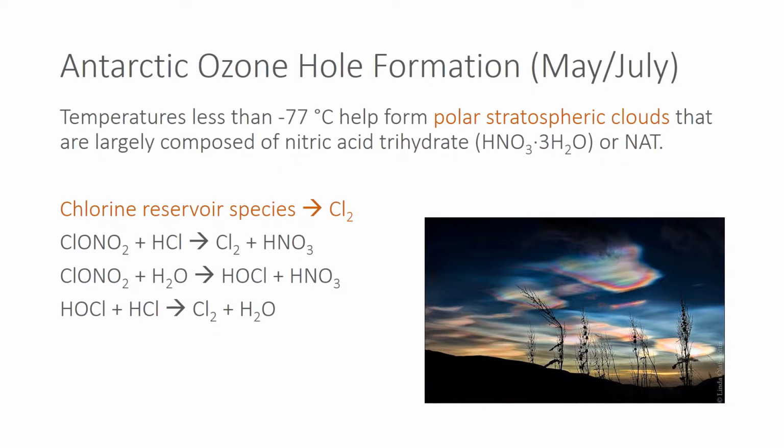99% of chlorine is usually in the form of reservoir species, hydrochloric acid, or chlorine nitrate. So with the presence of NAT, these species can convert to Cl2, which will go on to produce ozone-destroying chlorine radicals. Most of the nitric acid from the NAT will then settle out in a process called denitrification.